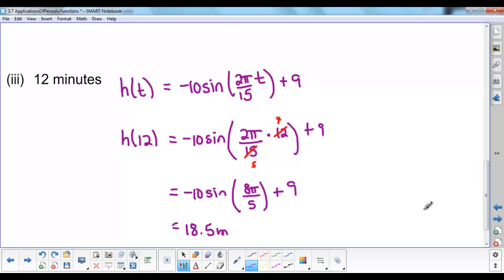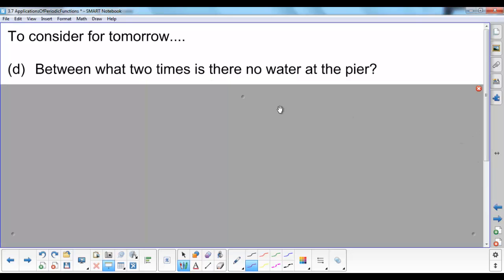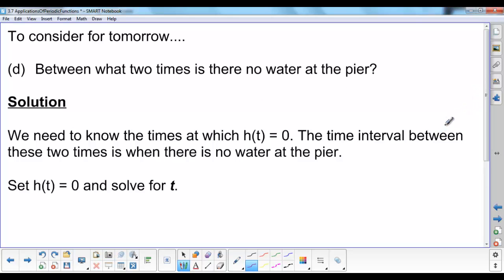Now, one thing you can do at this point, because we were already asked to graph, is take a look along the x-axis at 2 minutes, 4 minutes, and 12 minutes and see if your corresponding y values match what you got on the graph. One more question. It says to consider for tomorrow, but we're going to do it right now. It says, between what 2 times is there no water at the pier? So basically, we want to know when h at t equals 0.